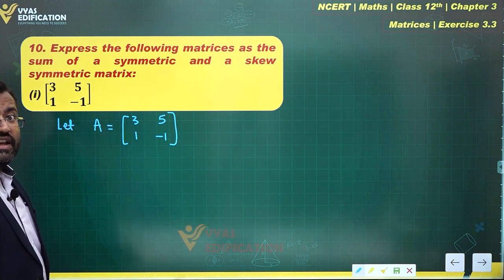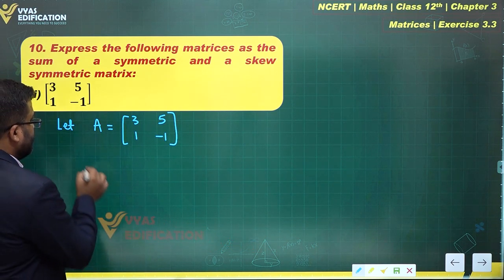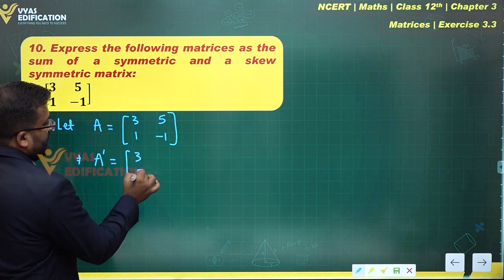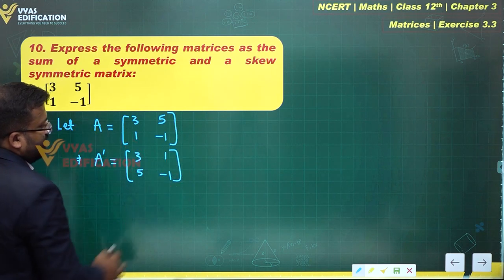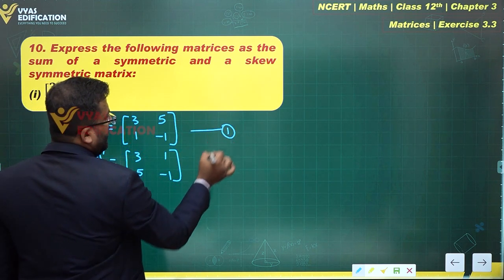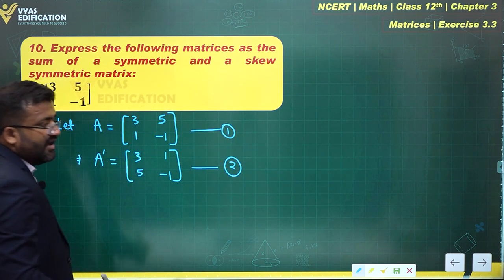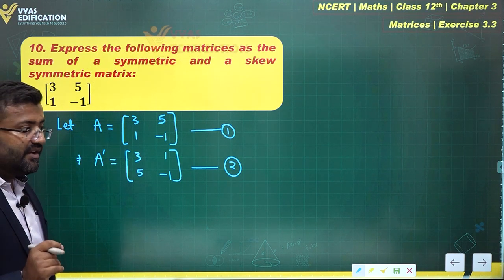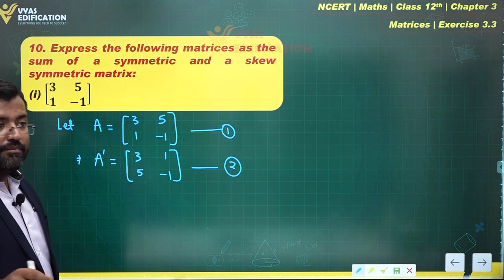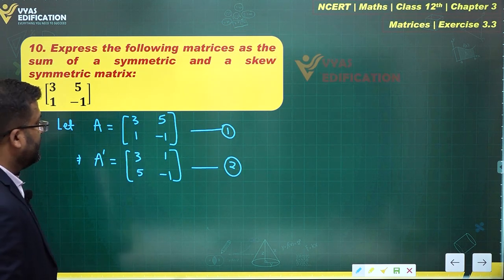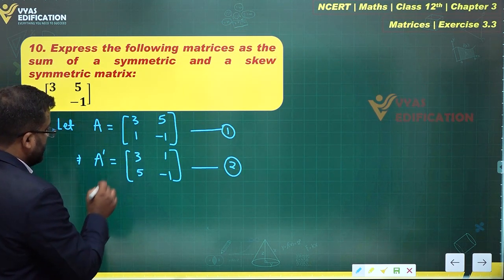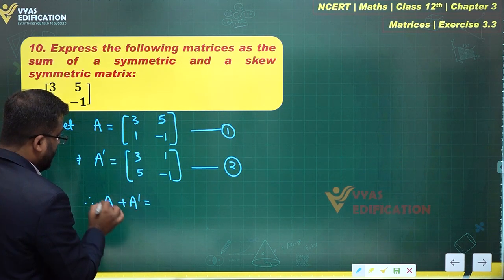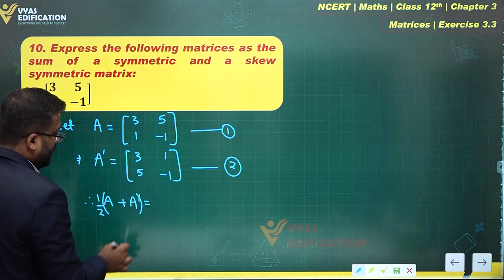Once I have this, can I find A prime first? Yes, A transpose, that is A prime, which is equal to 3, 1, 5, minus 1. Okay, this is 1 and this is 2, let's say. Using 1 and 2, I'll have to find A plus A prime and multiply it with half. We'll also have to find A minus A prime multiplied with half as well.